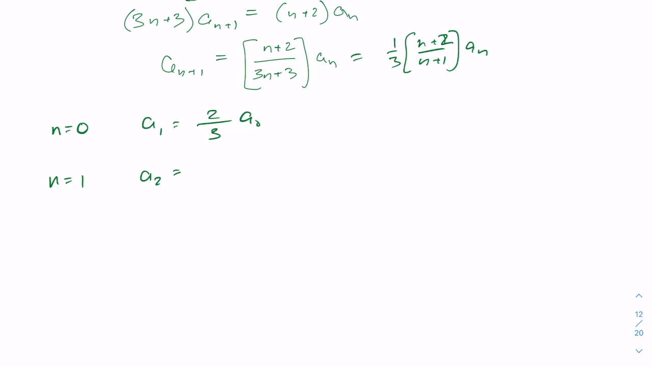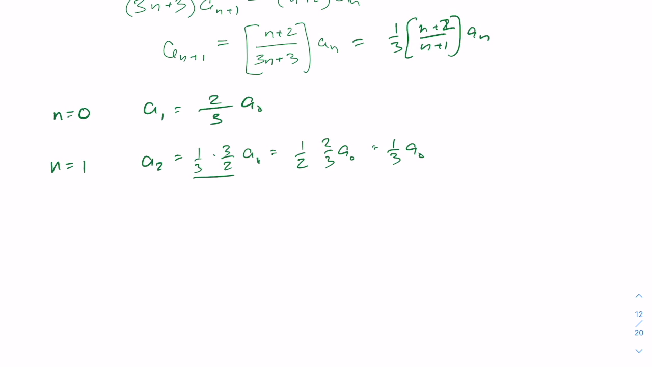So when n is 1, I get 3 over 2. So 1/3 times 3 over 2 a sub 1, which is 1/2, right? That's 1/2. And then what is a sub 1? Well, a sub 1 is 2/3 a sub 0. So that's 1/3 a sub 0.